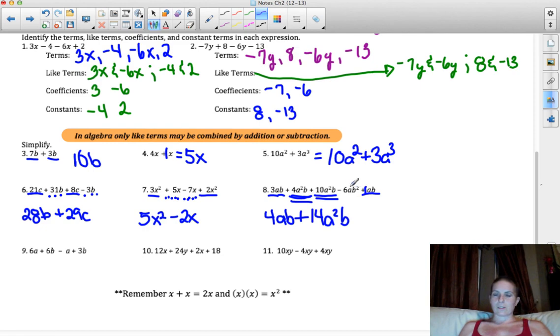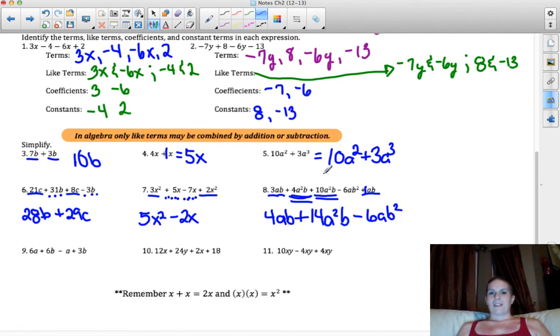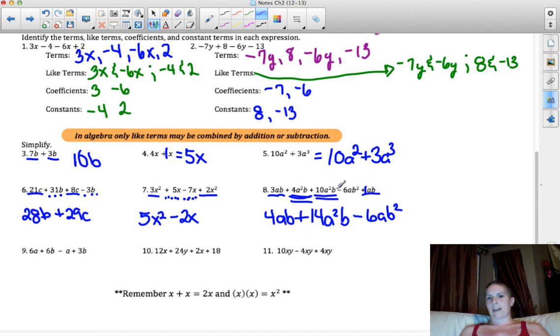And this last term doesn't have anything that's alike, nothing to combine with, so it just needs to be included in my answer. Negative 6ab squared. This type of problem where there's a tag along at the end is the type that most students have problems with. So if you're struggling with that in class when we have our practice time, make sure that you ask me about it, because it's not a hard concept, but sometimes you need to hear it just for yourself in order for it to make sense.